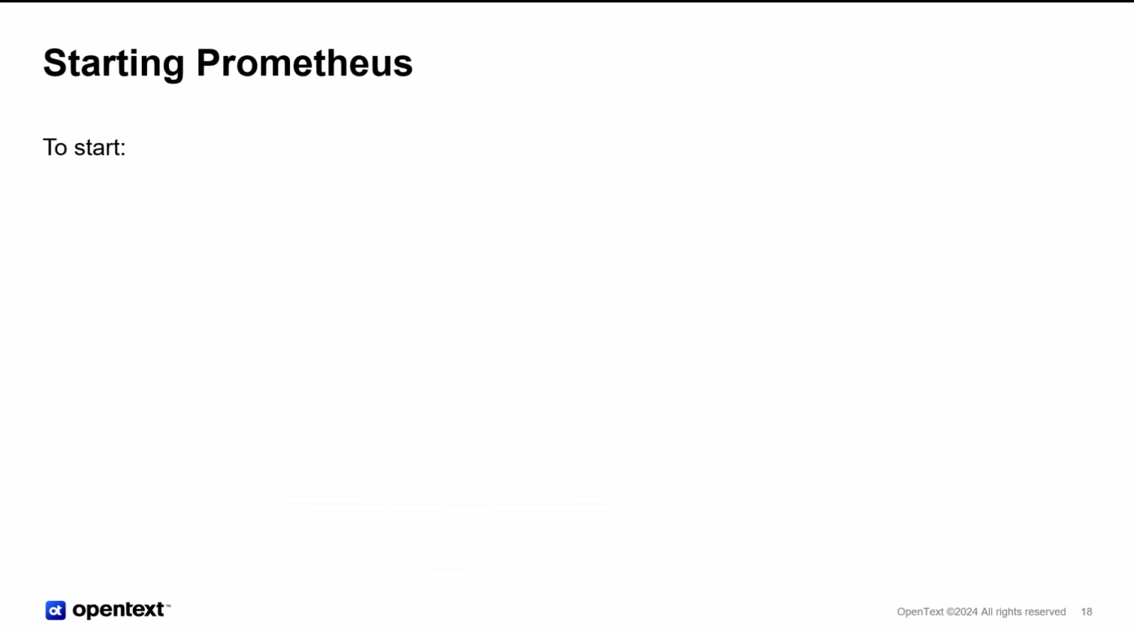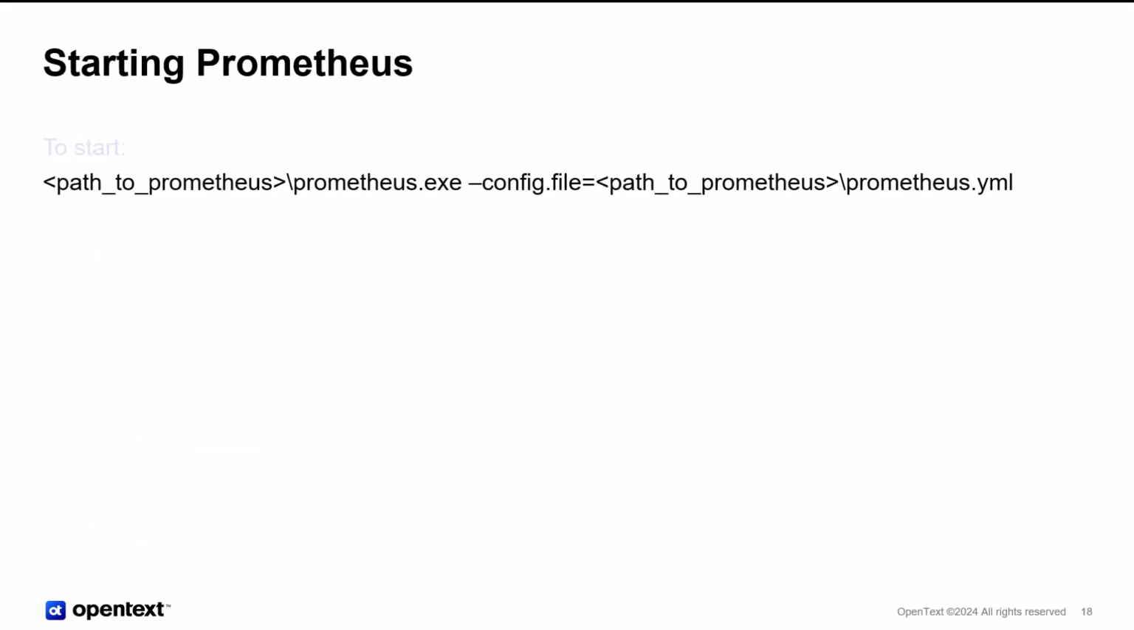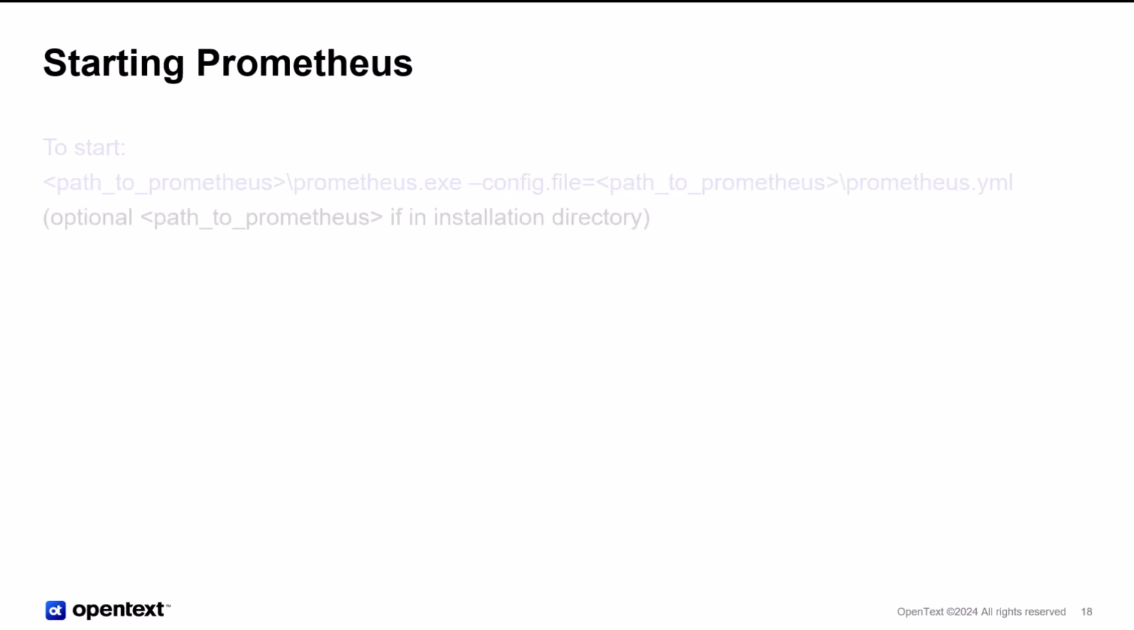Once Prometheus is configured, you need to start Prometheus. To start it, you can run a fully qualified path to prometheus.exe --config.file equals whatever that path is to the prometheus.yml file. If you are in the Prometheus directory itself, the path is optional. Then you can launch the dashboard for Prometheus. The default is localhost:9090. And then Prometheus is now up and running.